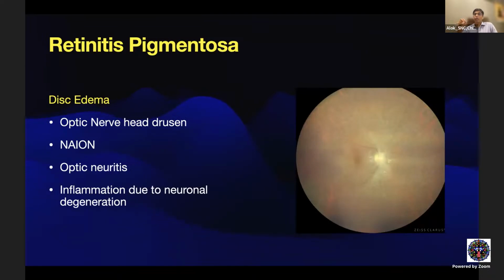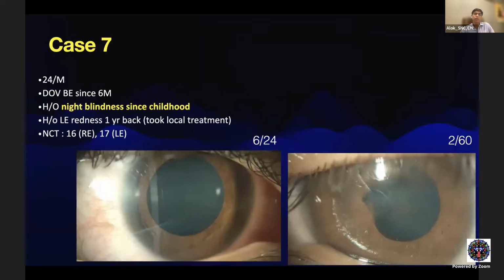So disc edema can be a feature of retinitis pigmentosa, and it could be because of optic nerve head drusen, or sometimes these patients may develop non-arteritic anterior ischemic optic neuropathy, as in the present case, or they may also develop optic neuritis. Inflammation is usually due to the neuronal damage in these eyes. So retinitis pigmentosa can sometimes be mistaken as uveitis in atypical presentations.